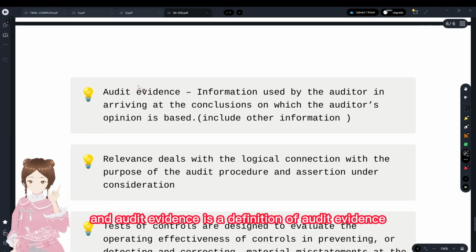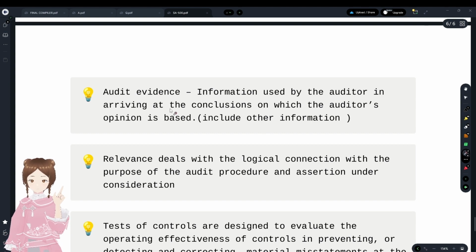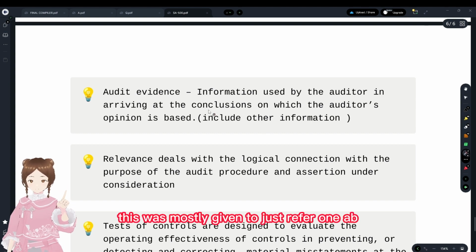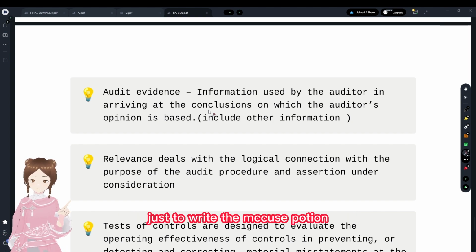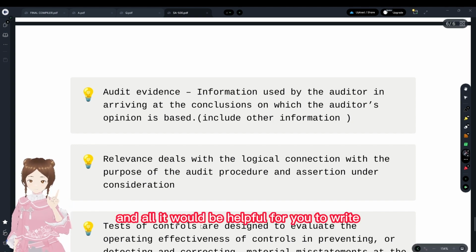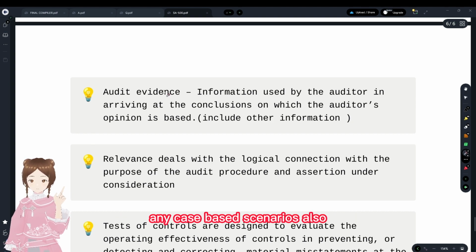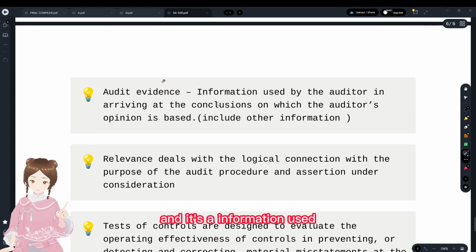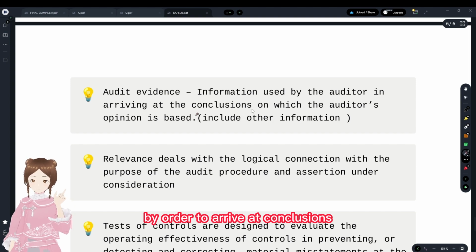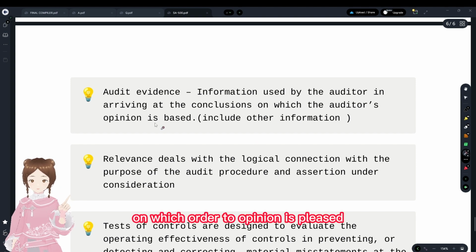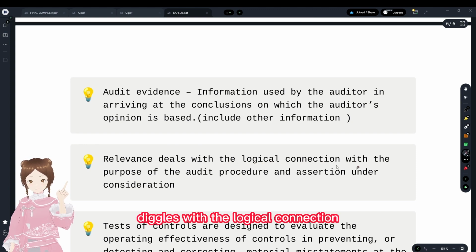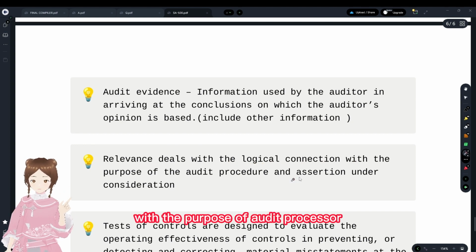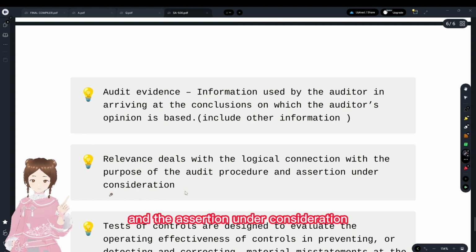And audit evidence, the definition of audit evidence. This is mostly given just for the one hour before the examination, just to write the MCQs portion and all. It would be helpful for you to write any case-based scenarios also. It's the information used by the auditor to arrive at conclusions on which the audit opinion is based. And relevance deals with the logical connection with the purpose of the audit procedure and the assertion under consideration.